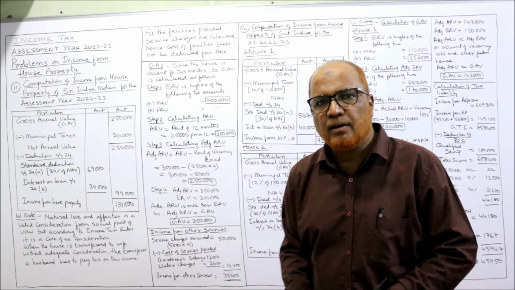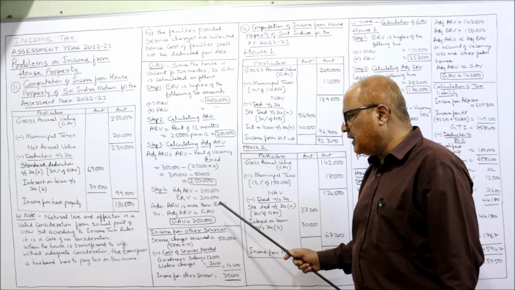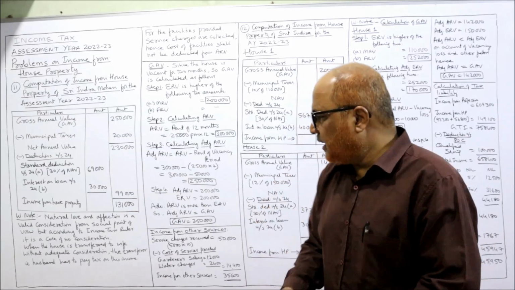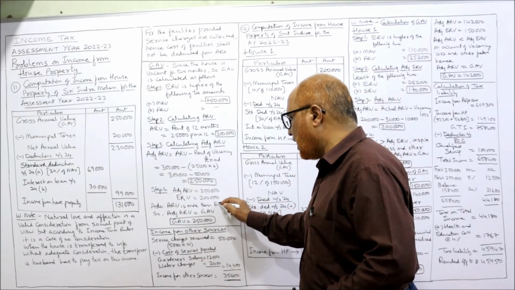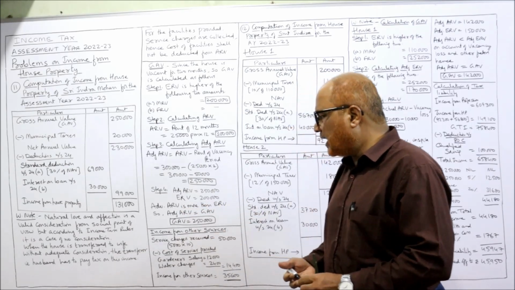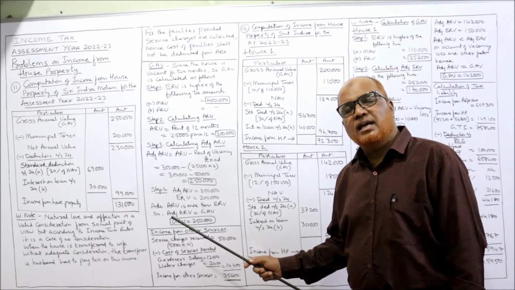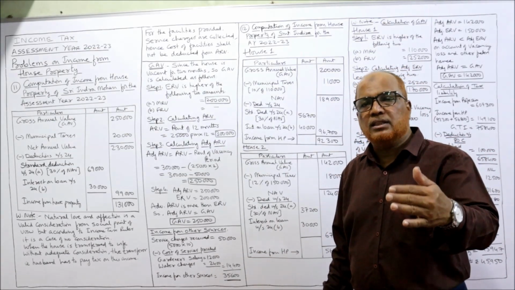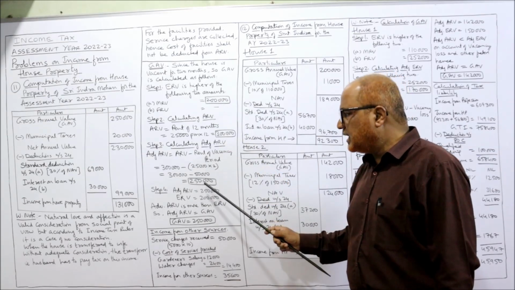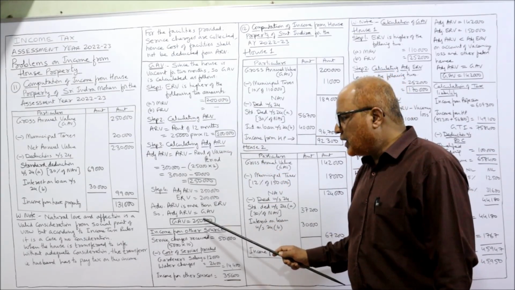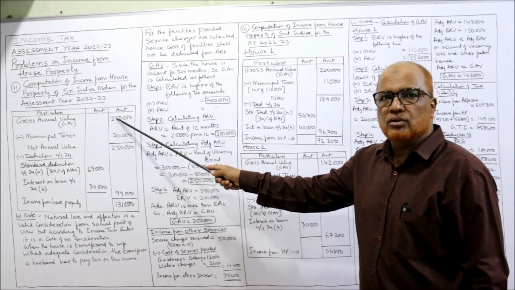Now what do you observe here? Adjusted ARV is more than ERV. So adjusted ARV is the GAV, because adjusted ARV is more than ERV. ERV is 2 lakh. Adjusted ARV is 2 lakh 50,000. So hence GAV is 2 lakh 50,000.